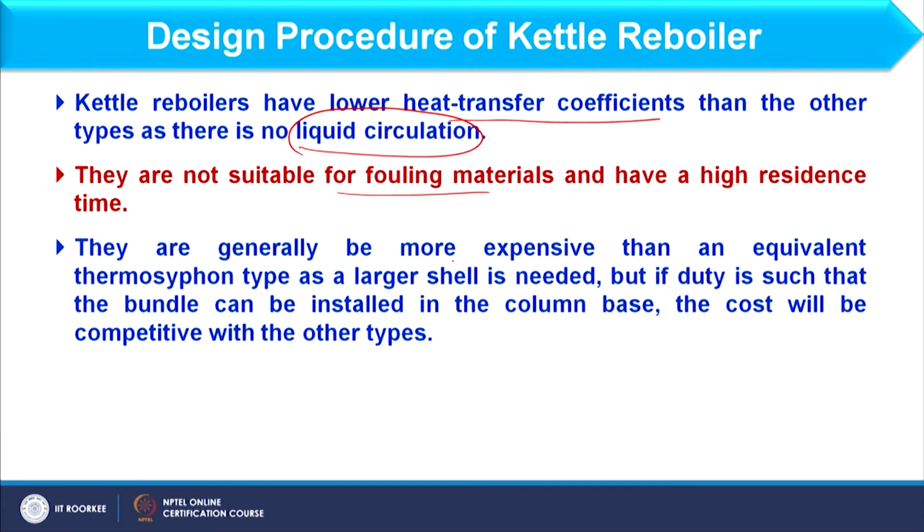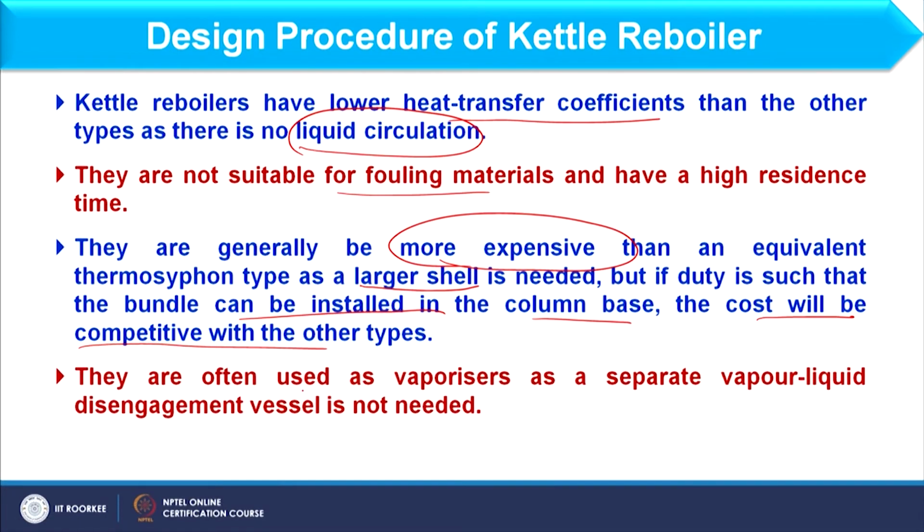They are usually more expensive than the equivalent thermosyphon reboiler because they include a larger diameter shell. But if the duty is such that the bundle can be installed in the column base, the cost will be reduced significantly. Usually kettle reboilers are used as vaporizers, as they have a vapor-liquid separation section along with the vapor generation section.